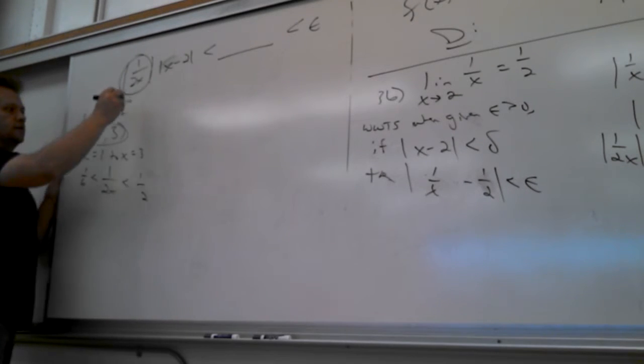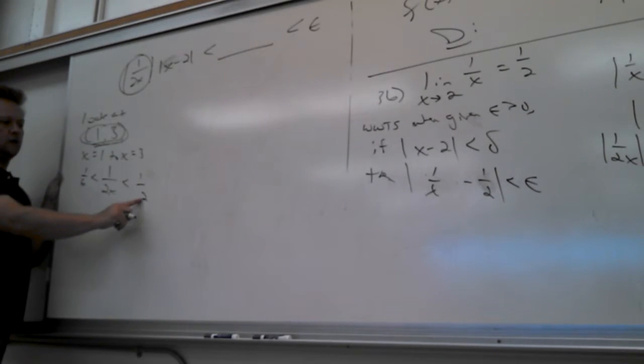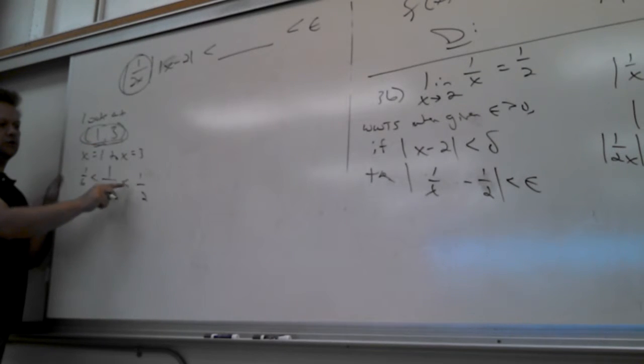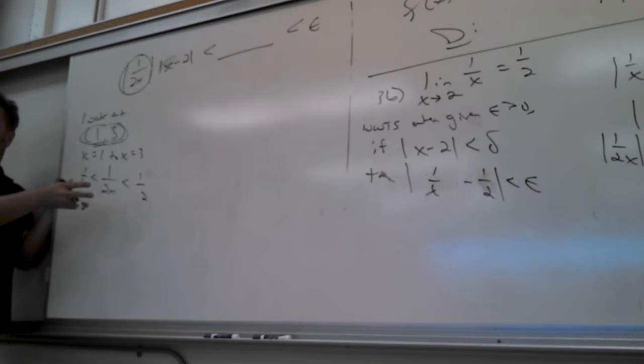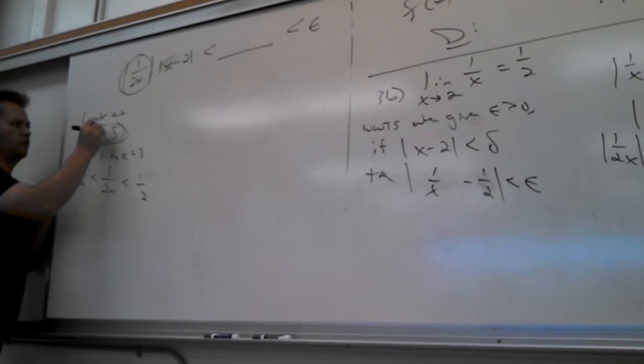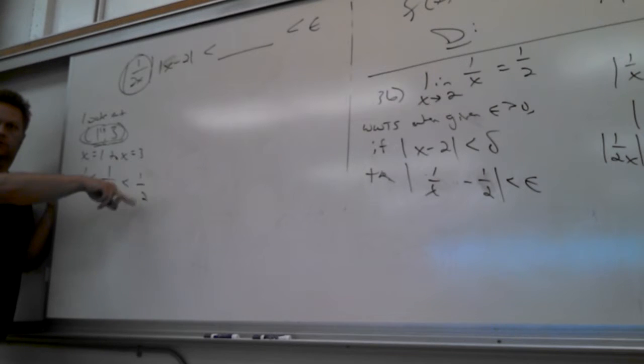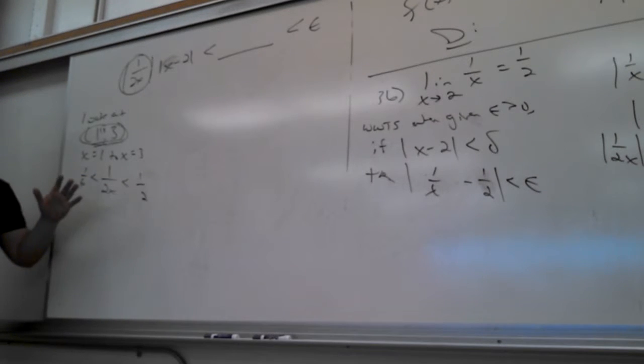1 over 2x will always be less than 1/2 as I get close to x. Because if I get even closer, it's going to be even smaller than 1/2. Because if I get closer, I get 1.5 to 2.5. This will be 1 over 1.5, which is... All right, maybe you guys see what I'm saying.